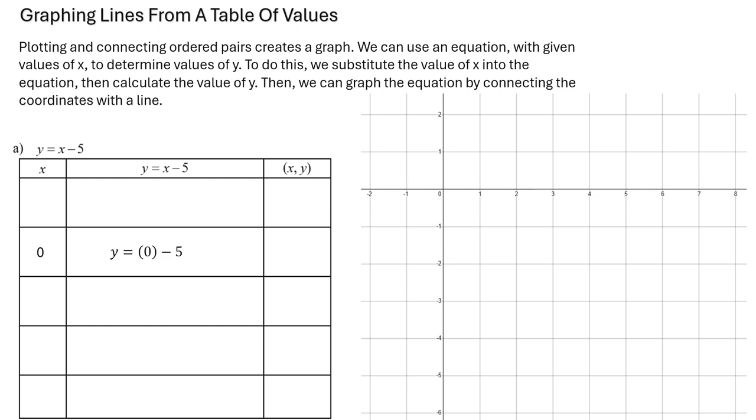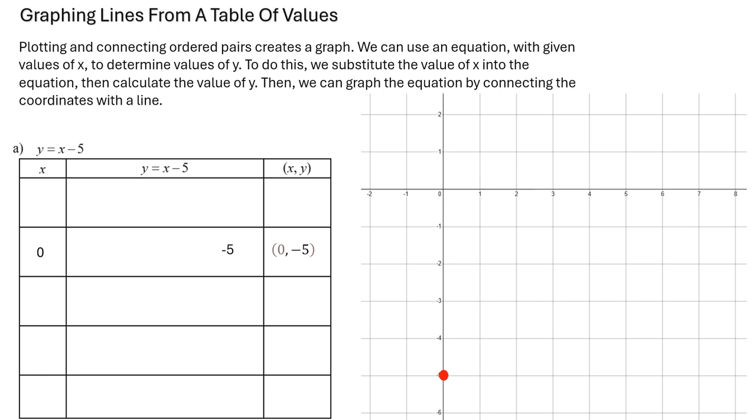Any place there is an x in that equation, we'll just substitute the value 0. So we get y equals 0 minus 5. That results in negative 5. So that gives us an ordered pair, or a point, of (0, -5), which we can plot on our graph.